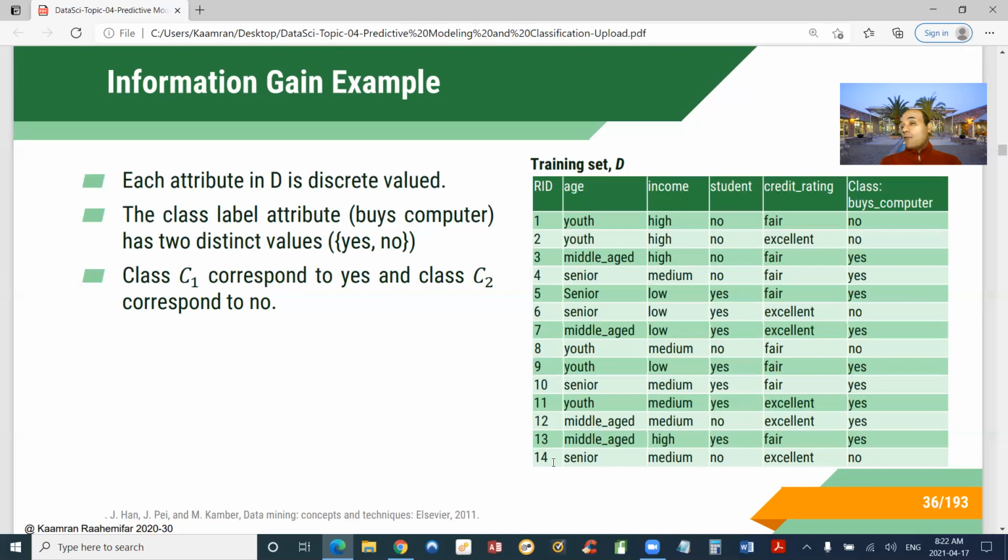Credit rating is obviously fair, and income, I would say medium. So youth, medium, a student, yes. Credit rating, fair. So youth, medium, yes. Fair, I don't have it. Youth, medium, I don't have it. Youth, medium, no, doesn't work.